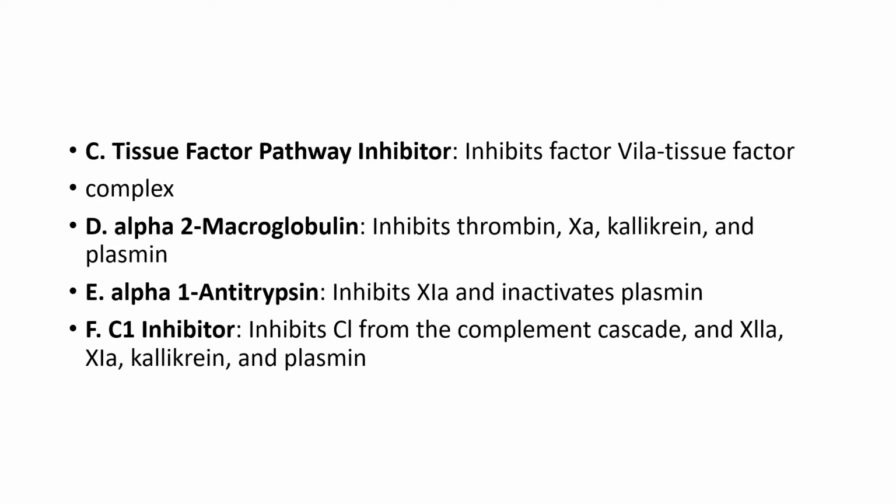The third one is tissue factor pathway inhibitor that inhibits the complex formed between factor 7A and tissue factor. Then alpha-2 macroglobulin, it inhibits thrombin, activated factor 10, kallikrein, and plasmin. Letter E, alpha-1 antitrypsin, it inhibits activated 11 and inactivates plasmin. And then letter F, it also includes C1 inhibitor, so this is part of the complement cascade, if you remember, and it also inhibits 12A, 11A, kallikrein, and plasmin.